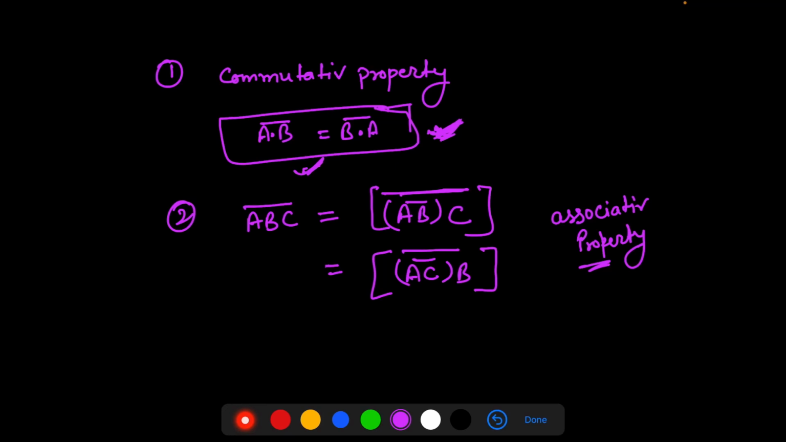And how will you find out whether these are the right expressions or wrong expressions? You have to write down the truth table for this one and for this circuit also. If the output from this expression and the output from this expression come out the same in the truth tables, then you can say that it follows the associative property, otherwise it does not. But I will tell you the answer, they are not following the associative property when you solve it.